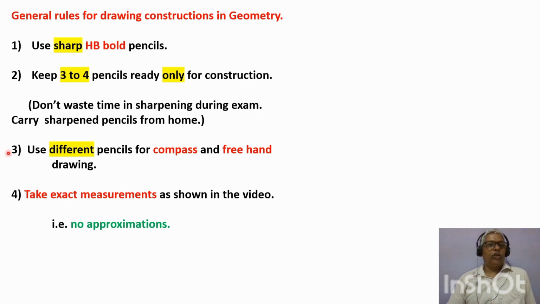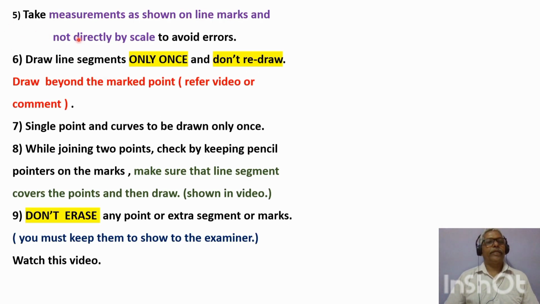Third one, use different pencils for compass and freehand drawing. So don't take out the compass pencil. Use another pencil for drawing a line and a point. Fourth one, take exact measurements as shown in the video. There are no approximations. There are a few more rules. You'll go through them. These are very useful. Don't memorize them by heart, but try to use these. Fifth one, take measurements as shown on line marks and not directly by scale, to avoid errors.